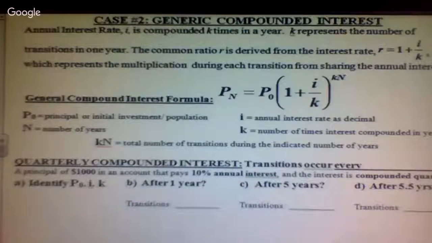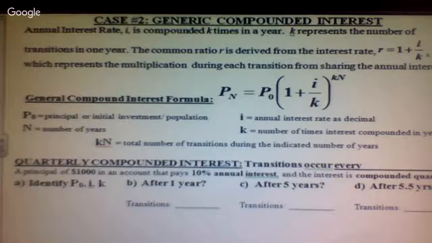All right, so case number 2. Now it's not going to be compounded yearly. It's going to be compounded quarterly, monthly, daily. So we've changed the formula a little bit. P sub 0 is still how much money you put in. Your I is still the percent that it's going for. Your N is still how many years this is happening. We've now added K. K is how often does this happen a year.